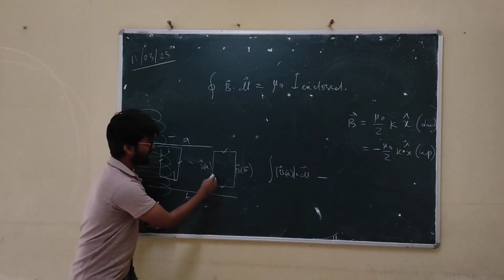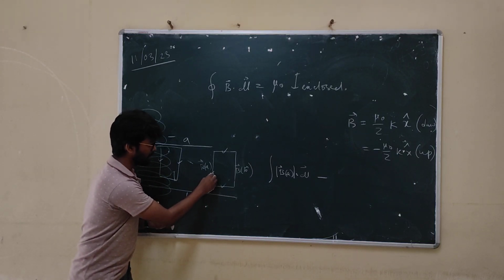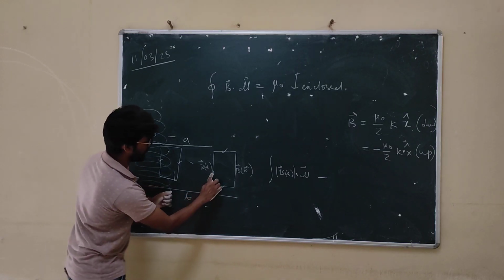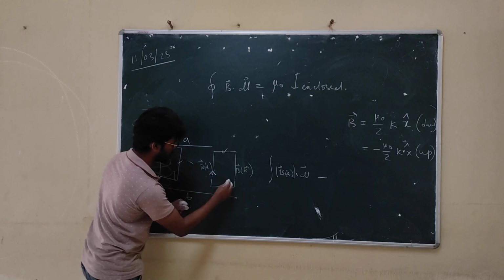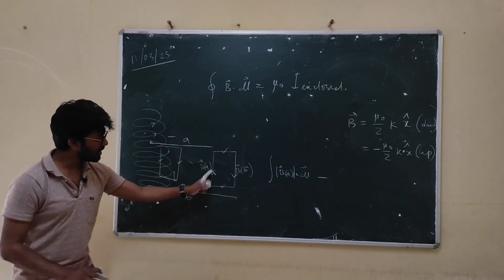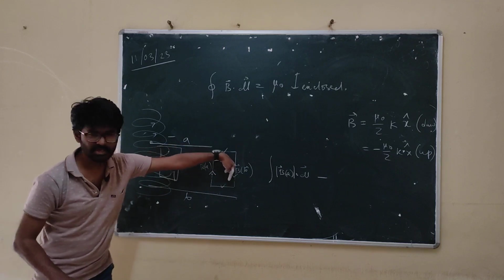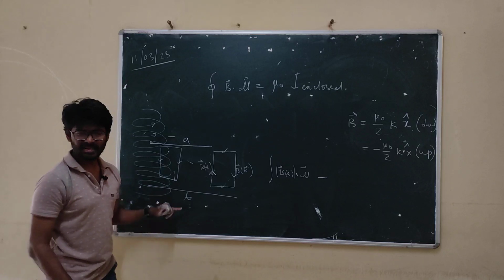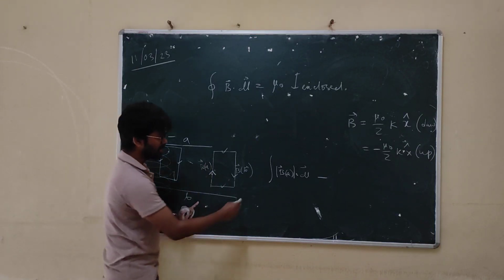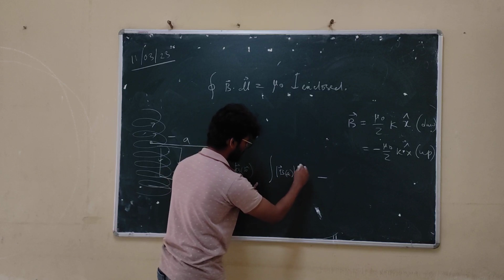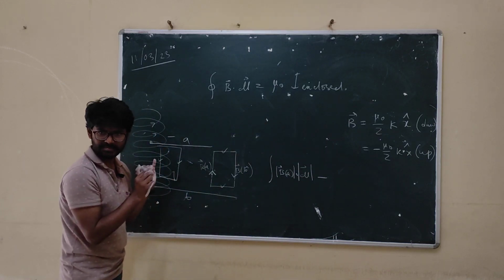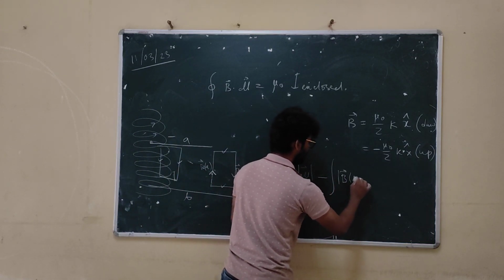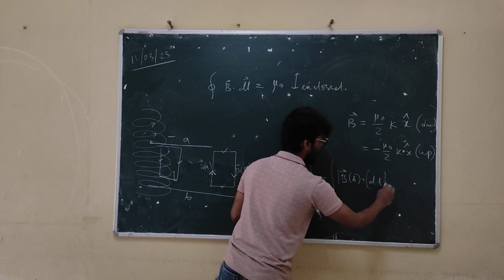Let's see, if you take the loop, let's say, like this, then the direction of the loop that I have taken, the direction here will be opposite, but the direction of B will be the same, right? So B dot dl here, how much will it be, whatever it is. For the other one, it will be B at B dot dl minus.